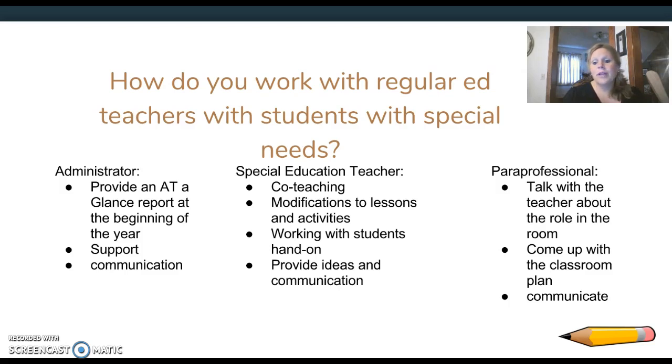The paraprofessional really takes time to work with those teachers. They talk and they communicate before the kiddos come into the room, and make sure that they know the role or the expectation of the teacher. They come up with that classroom plan, because all of those people working together for that student need to be cohesive.